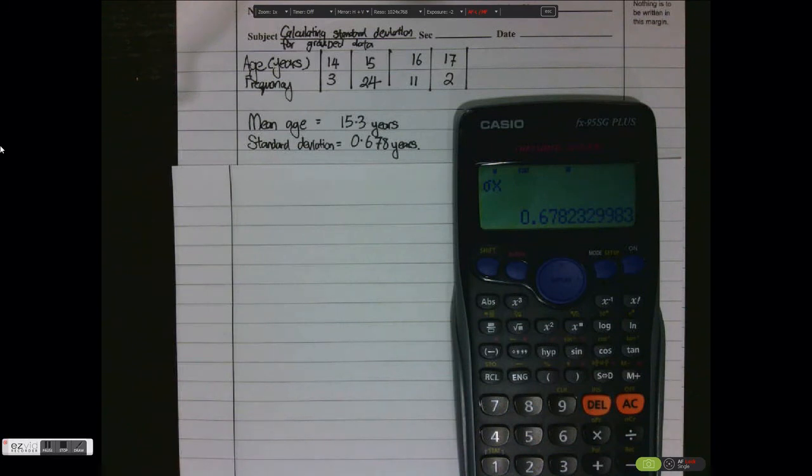And don't forget that the units of the mean and standard deviation follow the units of whatever data you are calculating. And that concludes my demonstration of the use of a CASIO calculator to calculate standard deviation for group data.